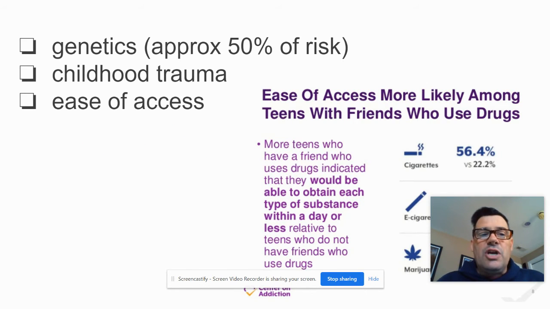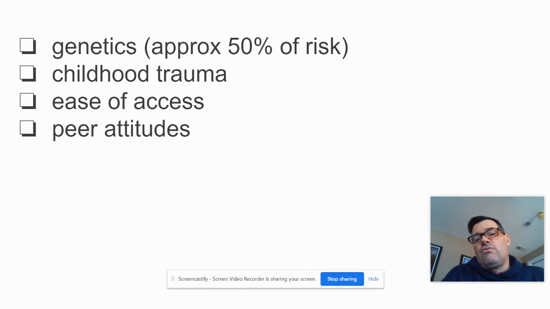Ease of access is huge. Obviously, the more you're around it, the more likely you're going to do it. So if you have friends who try things, the likelihood you'll try it goes up. If you have a friend who has cigarettes, then you're 56% more likely to do that as well. So if you can get access to things, you're more likely to actually use it. Makes sense. And then this goes right along with it, your peer attitudes. If your friends think it's cool to smoke pot, then you're going to too, and that's much more likely.